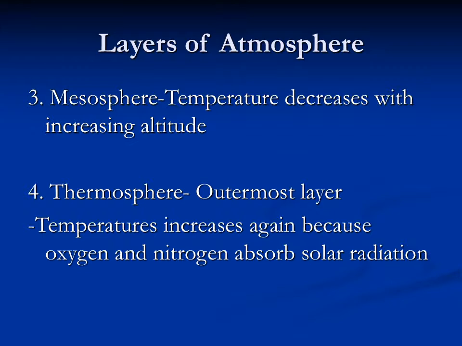The next layer above the stratosphere is the mesosphere. In the mesosphere, temperature decreases as you go up with altitude. So the higher you get, the colder it gets. The reason that the temperature decreases in the mesosphere is because there's no ozone to hold that heat in. In the thermosphere, which is the layer above that, getting farther away from Earth's surface, the temperatures in the outermost layer increase again because now we have a ton of oxygen and nitrogen absorbing solar radiation. So that's heat from the sun, making it heat up once again.